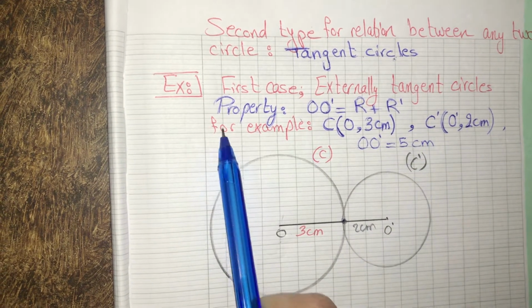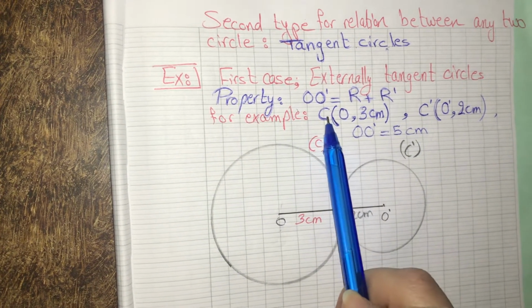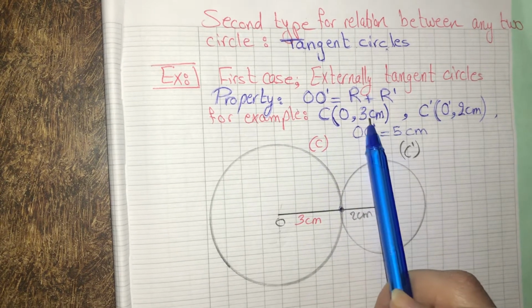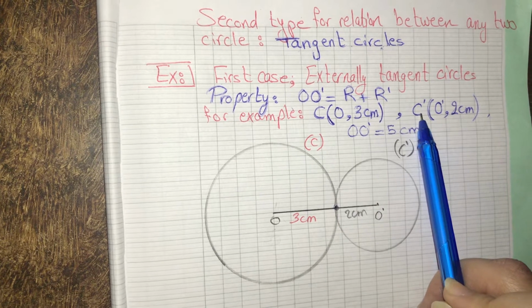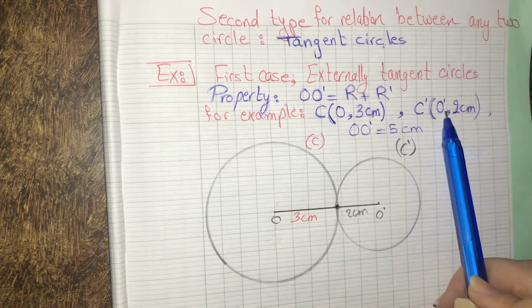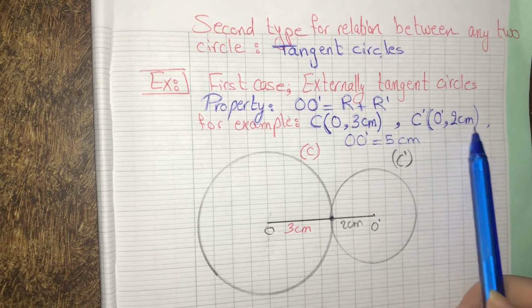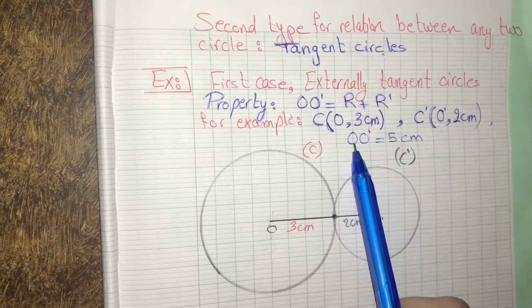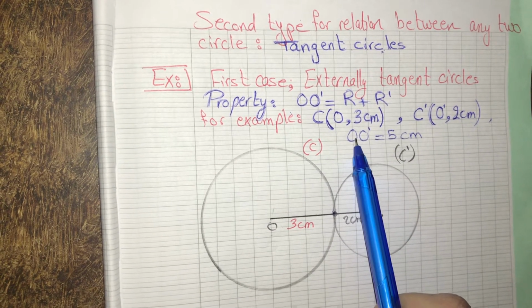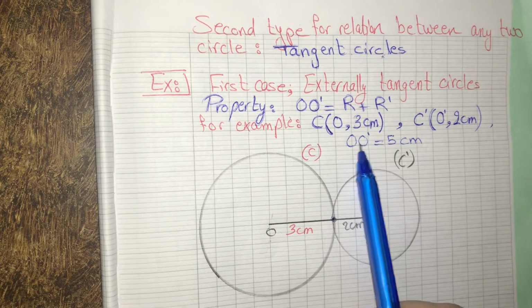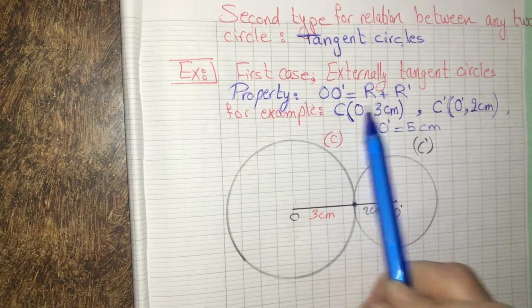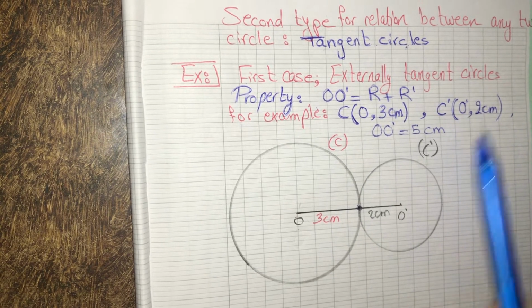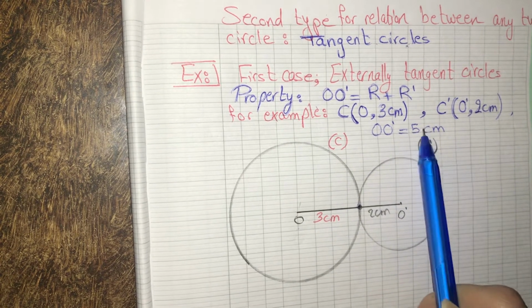So let's take an example. You have the first circle C with center O and radius 3 centimeters, and the second circle C prime with center O prime and radius 2 centimeters. And OO prime, the distance between the centers of the first circle and the second one, is 5 centimeters.